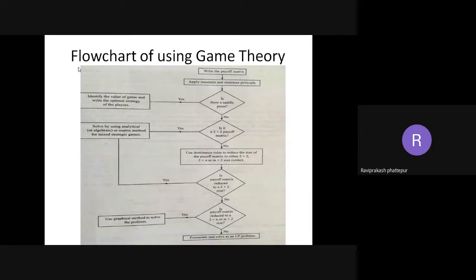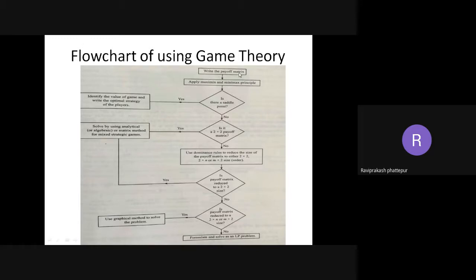Now coming to the flowchart of using game theory. Like when we did the assignment problems, if you remember, a flowchart like this was there. So here also we are using the same thing: the minimax and maximin method. We'll come to that, but first let us see what it is.